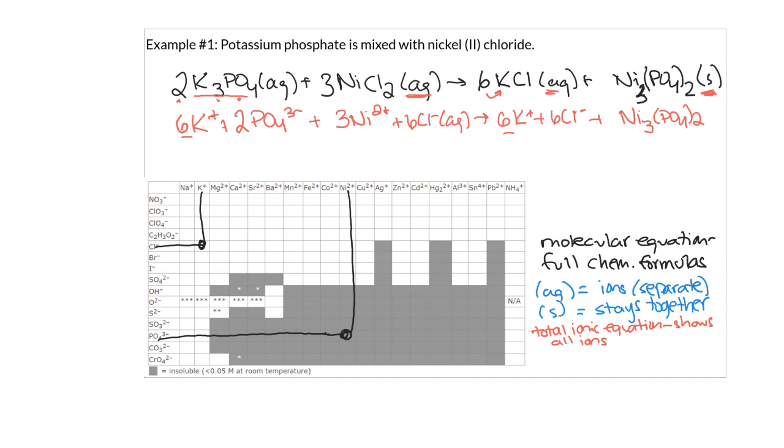You might notice that it's a little bit redundant. There's six potassiums on the left and on the right. There's six chlorides on the left and on the right. So we're crossing out what we call spectator ions. And what's left over is two phosphates and three nickels, and the order doesn't matter. And then Ni3(PO4)2 solid. What I've written there is the net ionic equation.